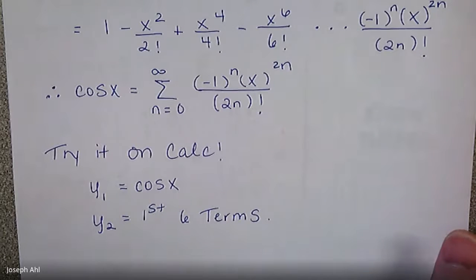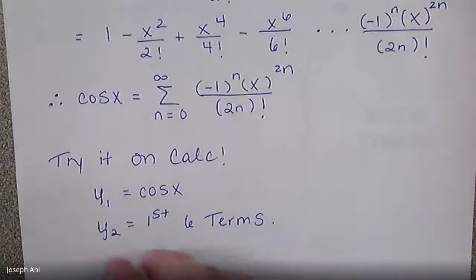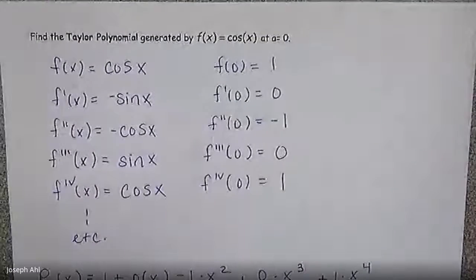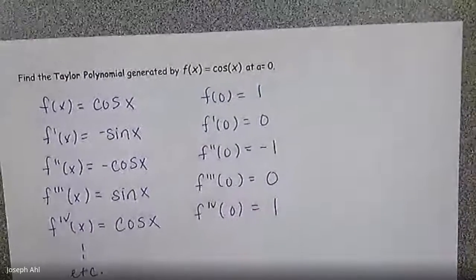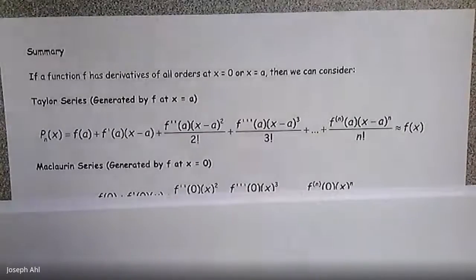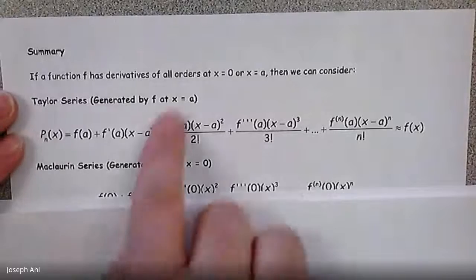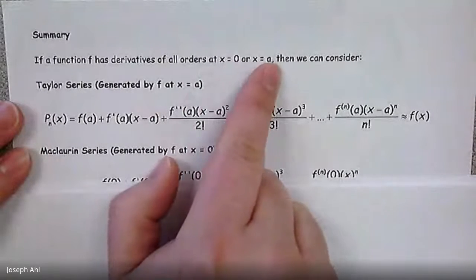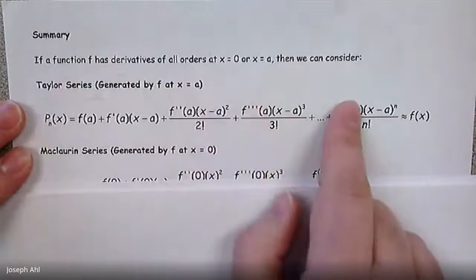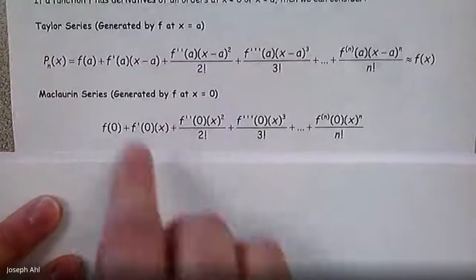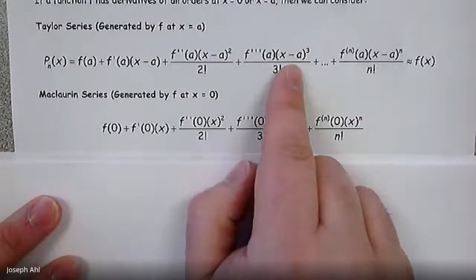But if you remember the title of the lesson, the title of the lesson was called Maclaurin and Taylor series. And what we don't realize yet until we turn the page is that what we've done in the last 2 examples are Maclaurin series. So here's what we have as a summary on the last page of today's notes. If a function f has derivatives of all orders at x equals 0 or x equals a in general, then here's what the Taylor series polynomial looks like. And that's what we've been generating in terms of our terms. This was defined earlier in the notes.